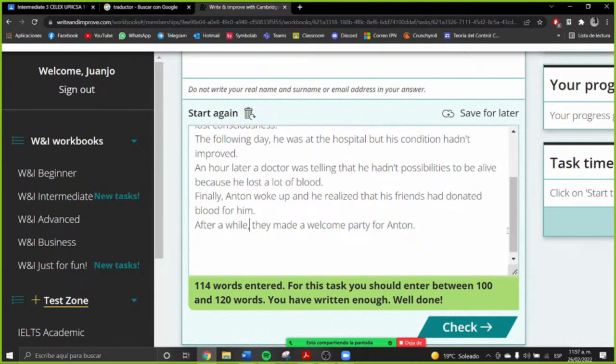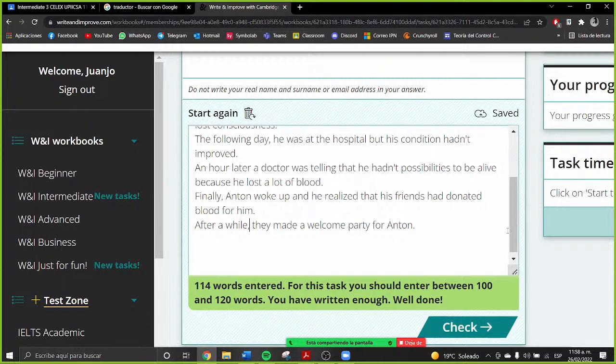Okay, the following day, he was in the hospital, but his conditions had improved. An hour later, a doctor was telling that he hadn't possibilities to be alive because he lost a lot of blood. Finally, Anton woke up and he realized that his friends had donated blood for him. After a while, they made a welcome party for Anton. Yeah, that's all right.